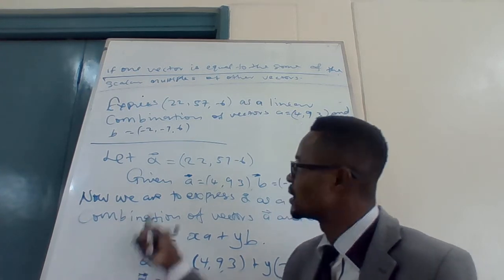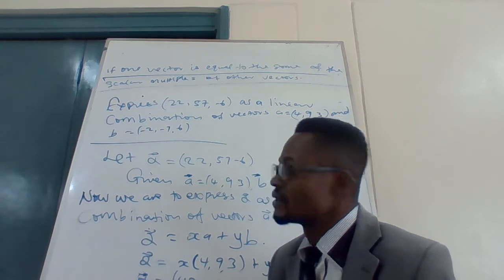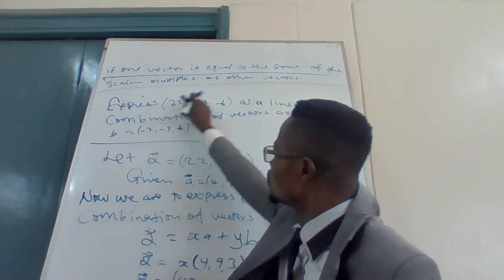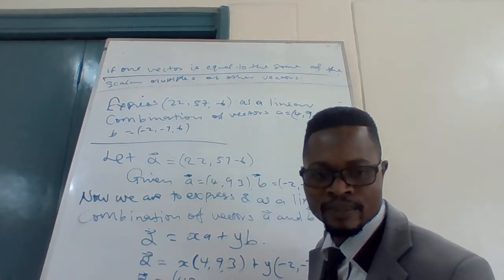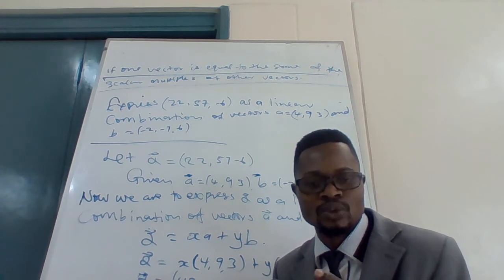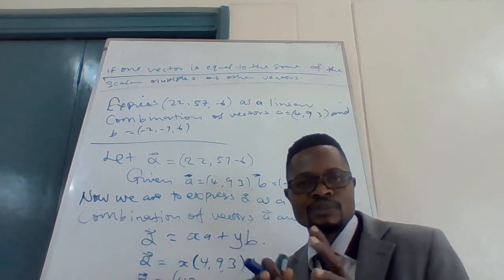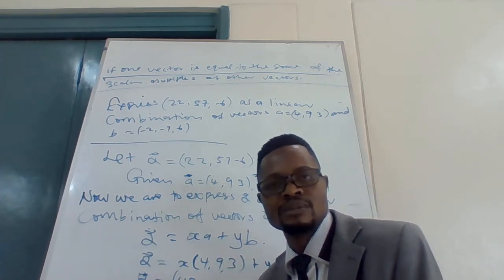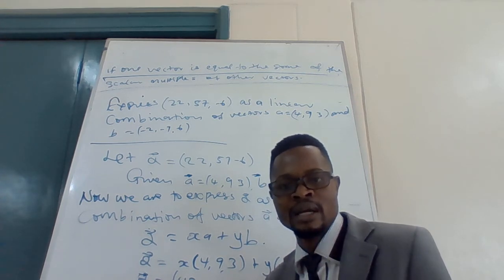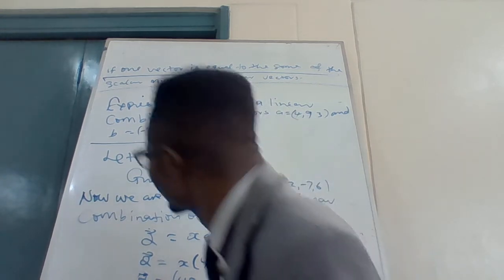Remember, our alpha is represented by 22, 57, and negative 6, and these values are equal to what we have here. So we now need to compare both sides. When we compare both sides, we end up with three systems of equations, and those equations will help us get the value of x and the value of y. And then we express them as a linear combination. Let us see from there.